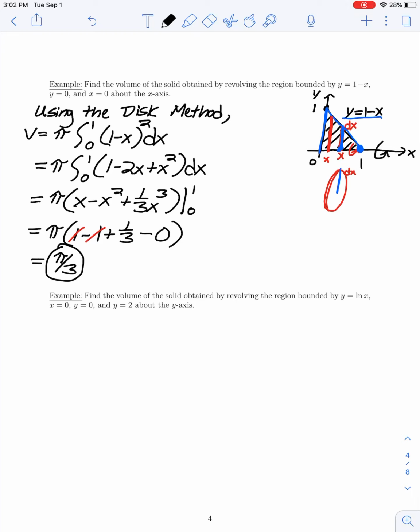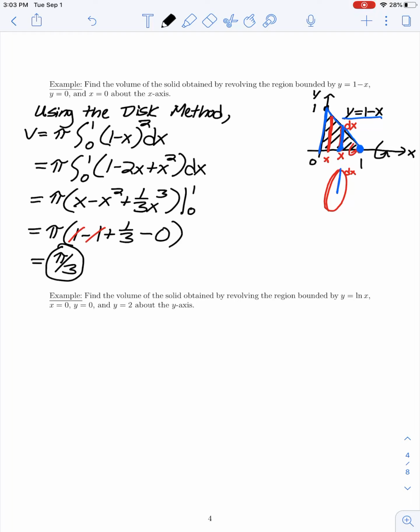So let's take a look at another one. In this next example, we're asked for the volume of a solid obtained by revolving the region bounded by y equals natural log of x, x equals 0, which is the y-axis, y equals 0, which is the x-axis, and the horizontal line y equals 2, all about the y-axis.